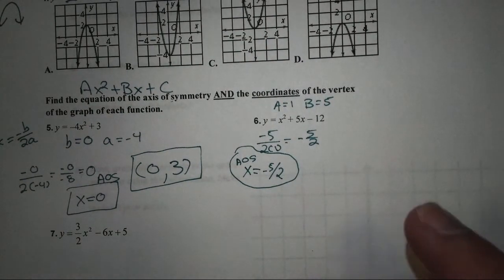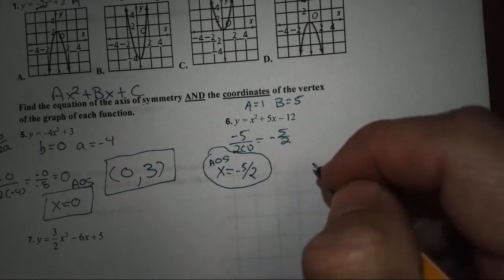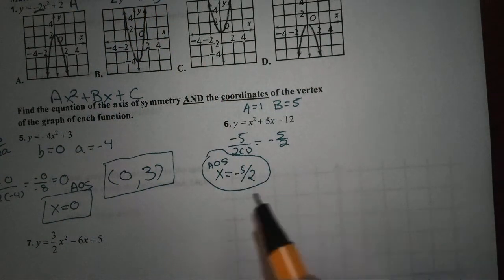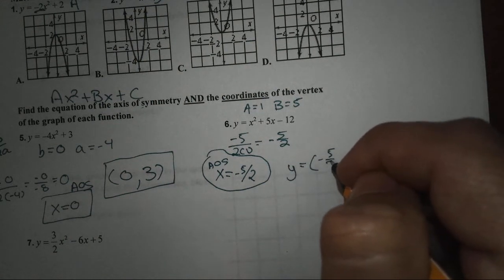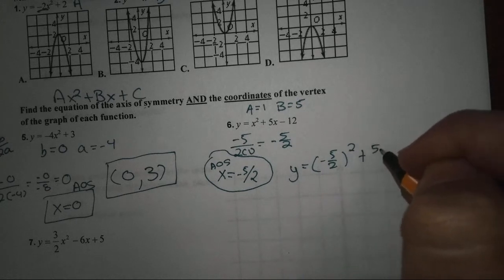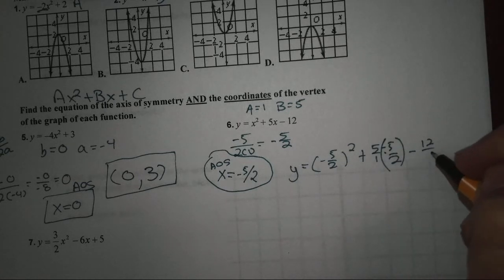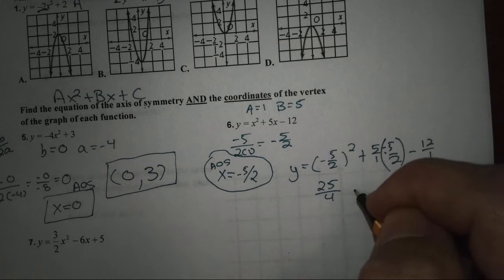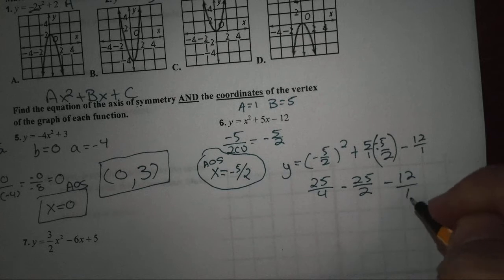Now we've got to get the y coordinate. So we're going to plug this in and just do our order of operations. I know you can use a calculator in this section. However, I'm going to do it without a calculator because I'm going to keep it in fraction form. So we have y equals negative 5 halves squared plus 5 over 1 times negative 5 halves, and then minus 12 over 1. So negative 5 halves squared is going to give us 25 over 4. This is going to give us negative 25 over 2. And this is still 12 over 1.